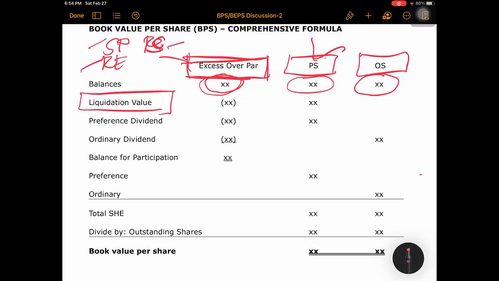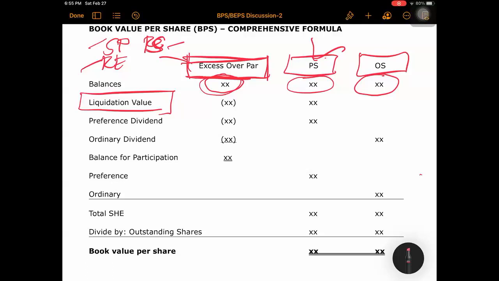Normally, this liquidation value is above par value. So let's say kung 100 ang par value sa imong preference share, normally the liquidation value is above 100. Let's say 105, 120, 115, 110. How do we compute the liquidation value?